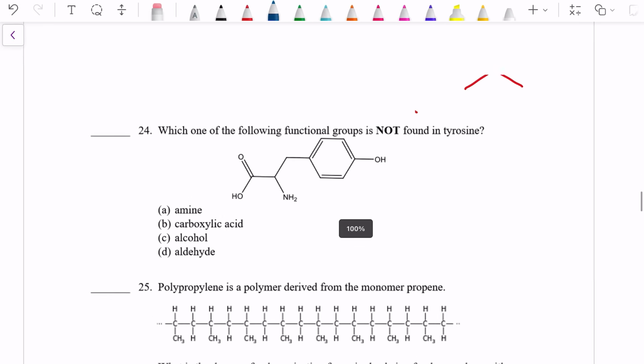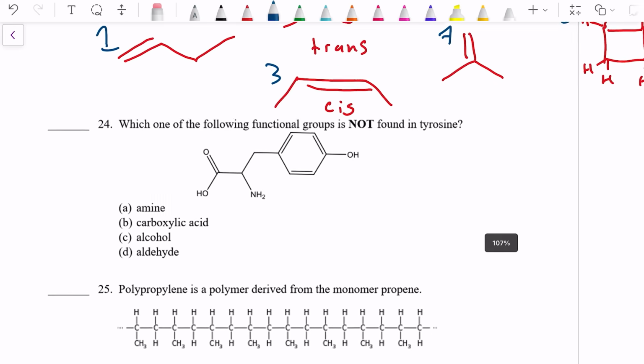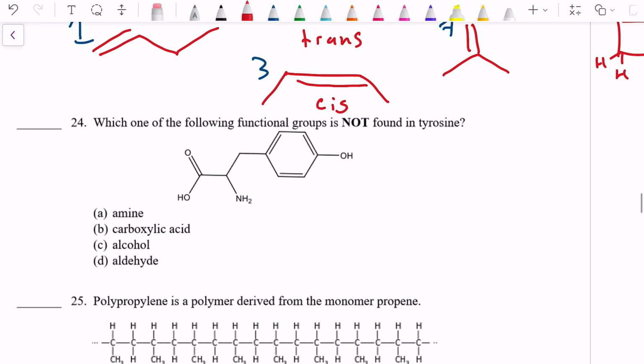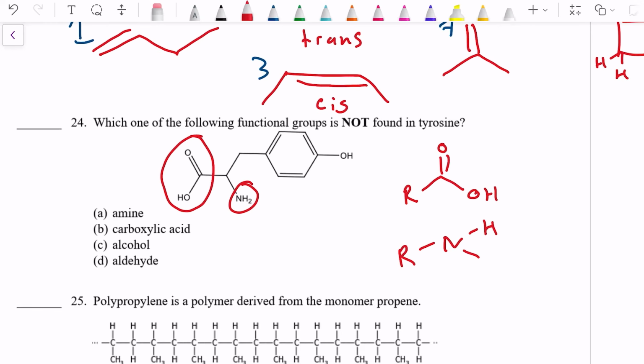Okay, nice. 24. Which one of the following functional groups is not in tyrosine? All right, let's see here. Well, actually, let's just go through tyrosine left to right and identify what we see. This is a carboxylic acid. You have a double bonded oxygen with the OH coming off the side. We call that a carboxylic acid. An amine group. That's what we call an amine. Also, if you don't know what R means, that just means going off into the organic part, like some carbon chain. Okay, let's keep going.